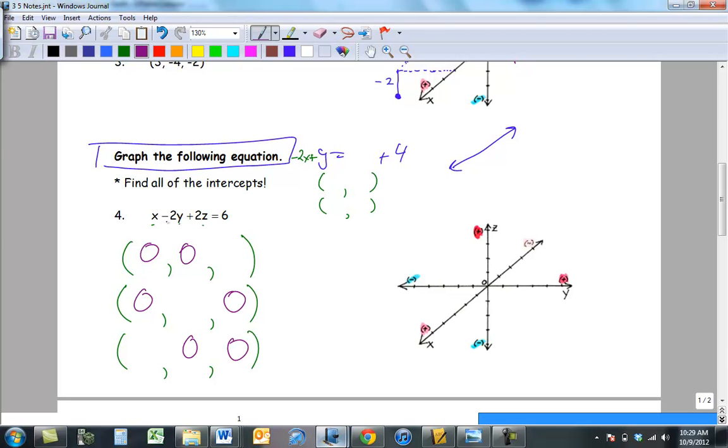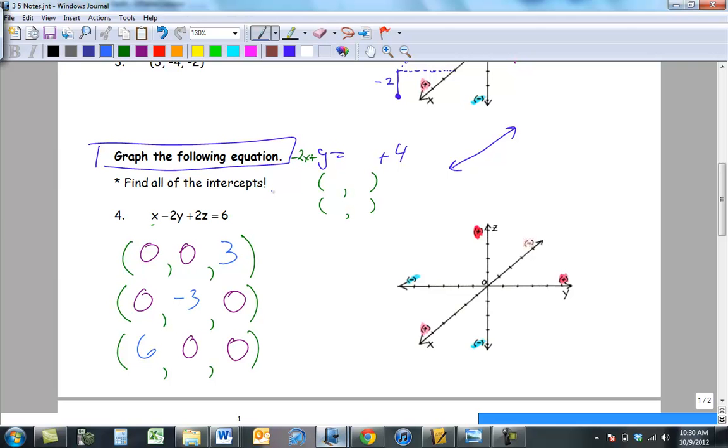So when x and y are 0, you get 2z is 6. Z is 3. All right, when x and z are 0, negative 2y is 6, y is negative 3. And then x is equal to 6 when y and z are both 0.